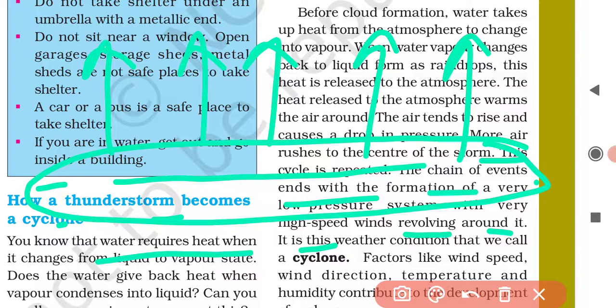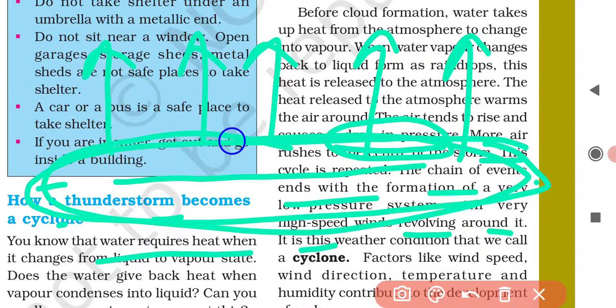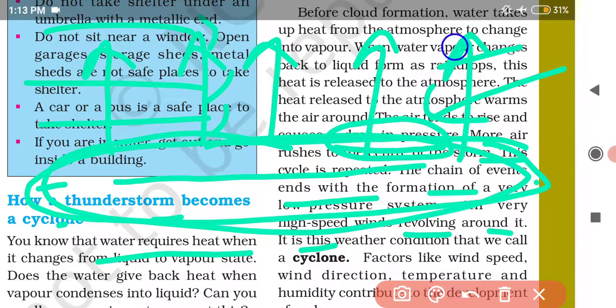Okay, drop in pressure means what? A drop in pressure is written over here, right? Drop in pressure means it will create a region of low pressure, the pressure will be lowered. So more air rushes up to take the place of warm rising air. The warm air which rises up creates a low air pressure region, and the cool air rushes in towards it to take the place of warm air.